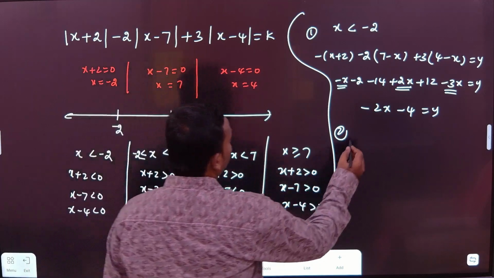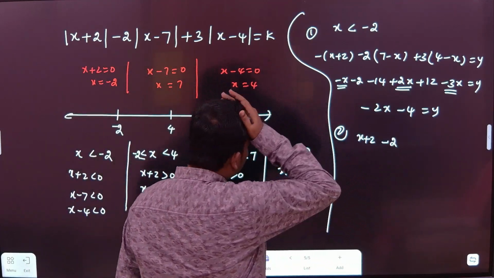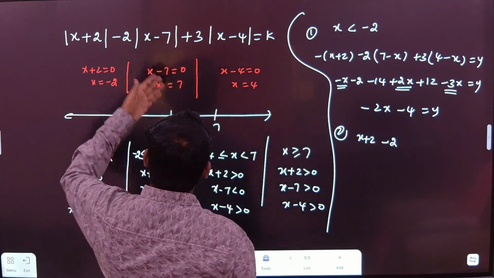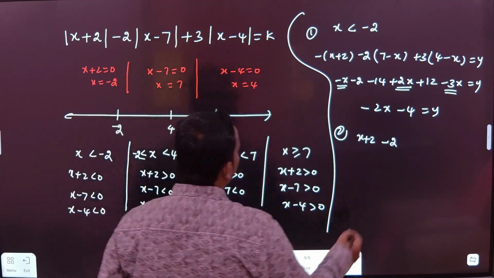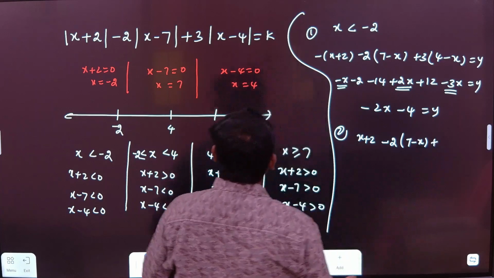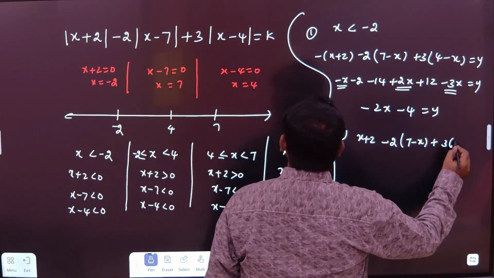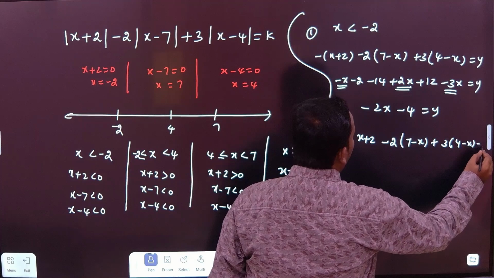Second one, you can see, students, x + 2 is positive, the remaining two are negative. So x + 2 stays as it is, then minus 2 times |x - 7|, that is negative, so you can write 7 - x, and x - 4 is also negative. So therefore plus 3 times (4 - x) is equal to y.